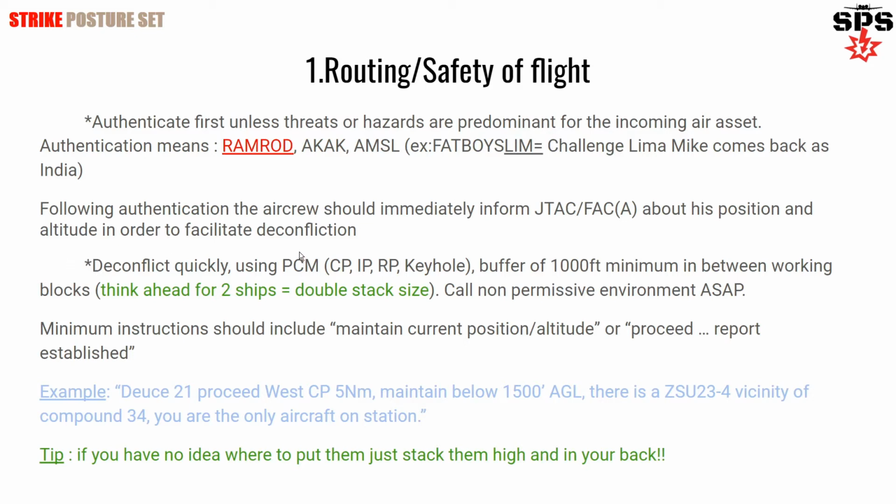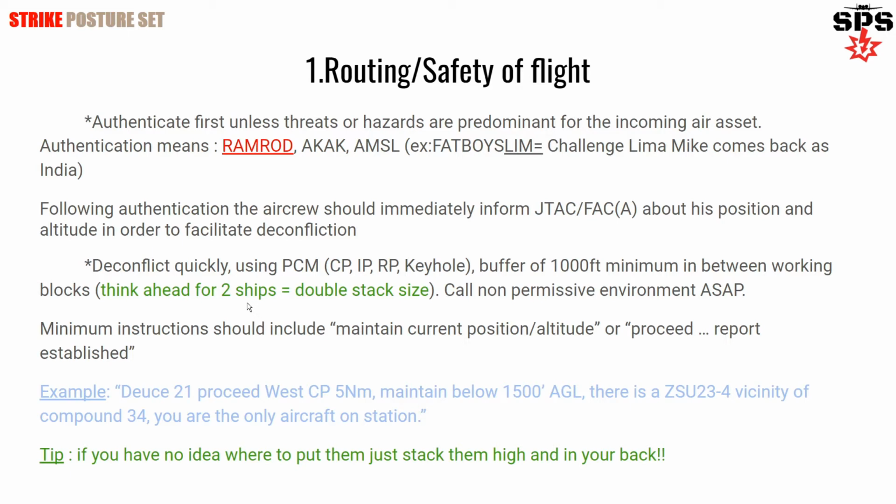That means procedural control means that you have on the field that you created by yourself. It can be a reference point, an initial point that you made up, or a keyhole, and you will always use a buffer of 1000 feet minimum. I think most pilots know that from flying within wings and squadrons, that you have to keep a buffer within a flight for safety.